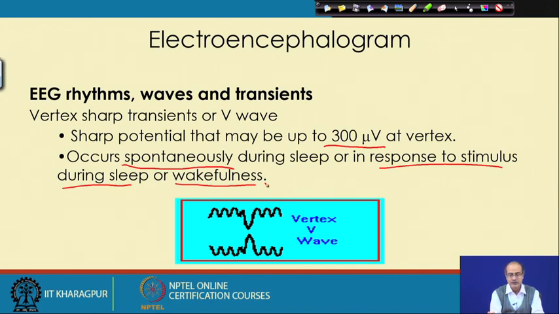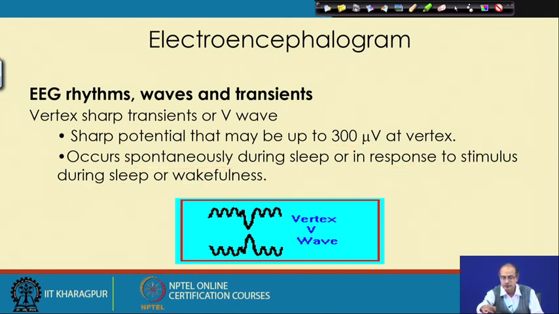So, during sleep it comes spontaneously, and it can also be found in response to a stimulus when the person is sleeping or awake. So, both are possible, and we get a particular magnitude of this wave and a particular shape, with respect to which we have defined this wave as a vertex sharp transient or V wave.